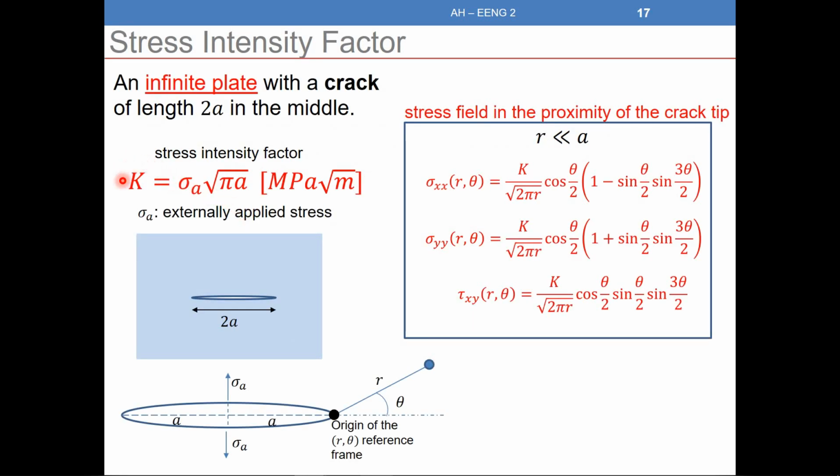What's the most important part is how we calculate the stress intensity factor for an infinite plate with a crack. If I have the size of the crack, and we have the stress applied on the plate, I just use sigma square root of pi a.